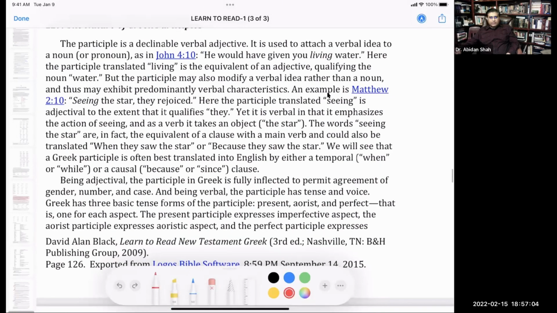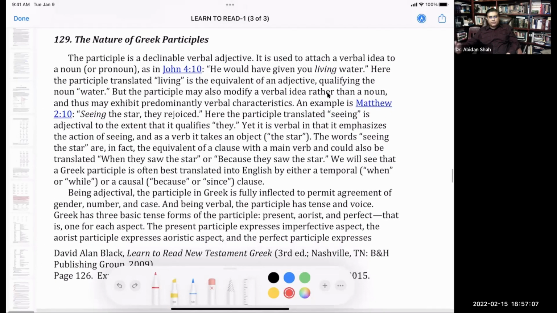So what do we see here? The nature of Greek participles. The participle is a declinable verbal adjective. It is used to attach a verbal idea to a noun or pronoun. For example, John 4:10, "He would have given you living water." Keep in mind, living is a participle. It's a verb, right? Living should be a verb, but it's really functioning as an adjective. It's describing water. So there you have it. Verb functioning as an adjective.